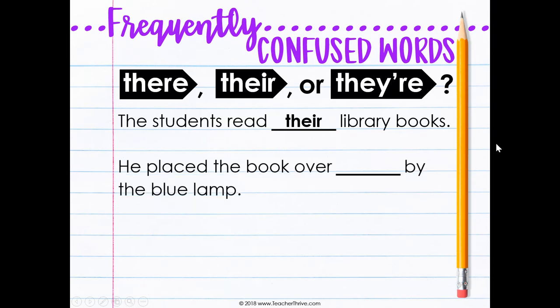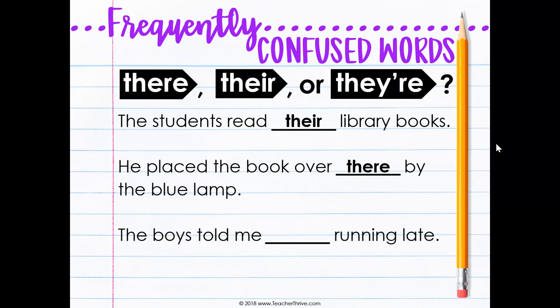Okay, so here's some examples. The students read their library book. So their. Next one. He placed the book over there by the blue lamp. Which there are we going to put in that blank? The there. And the boys told me they're running late. Yeah, they're. They are running late.